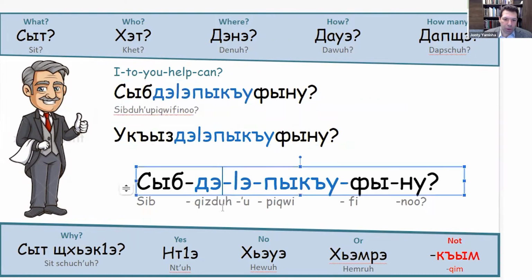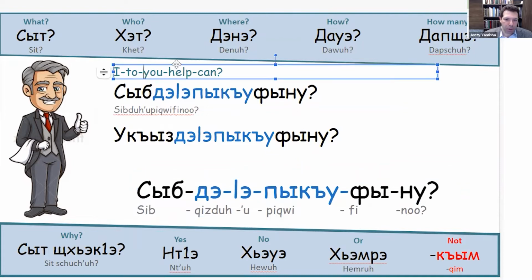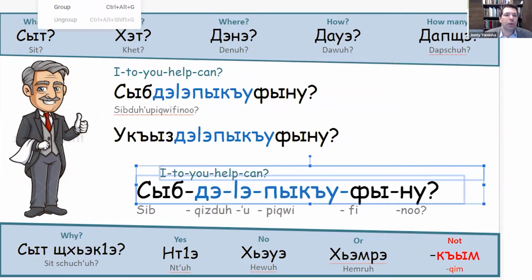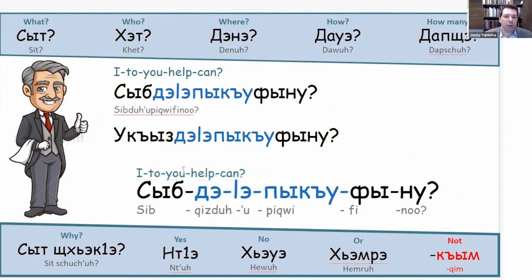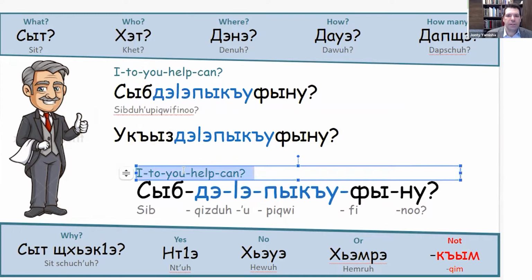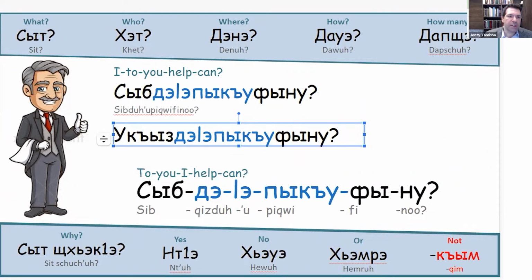Okay. Give me a second. I want to set this up a little bit. Sibda. How do I say to you help can, to you help can? Okay, and then what is the apokfino? This is on this page. Okay, so let's play with this a little bit.